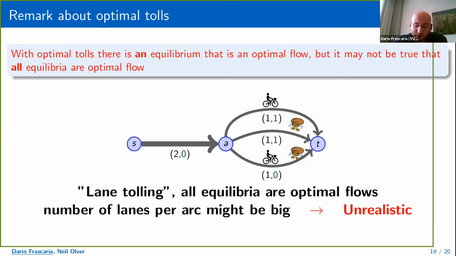So we know that flexible tolls, tolls that vary over time, are not flexible enough. But on the other hand, lane tolling is too flexible. So as an open question, it would be interesting to find a tolling scheme that makes sure that every equilibrium is an optimal flow over time, and that this tolling scheme will also be practicable, doable in practice.